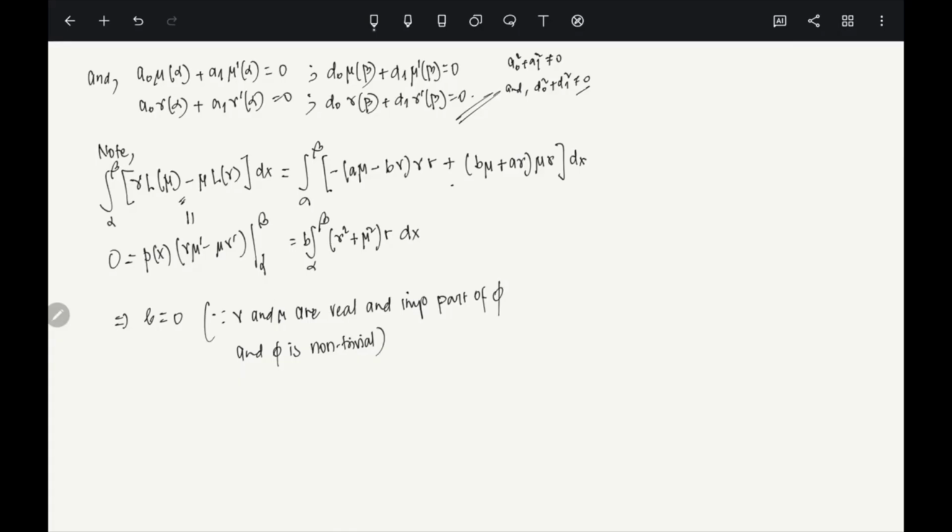Okay. If b is 0, therefore lambda has to be equal to a, which is in R. Is it okay? So basically what it says is this: for a regular Sturm Liouville boundary value problem, the eigenvalues are always going to be real.